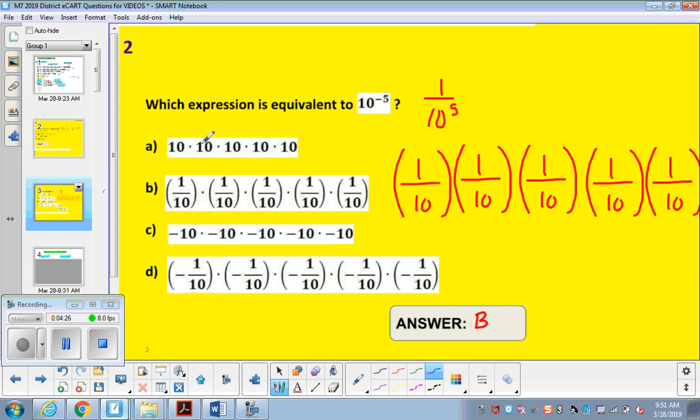A, just so you guys know, A shows 10 to the positive 5th power. C shows that you can take a negative 10 times itself 5 times. And D shows that you have a negative 1/10 times itself 5 times.